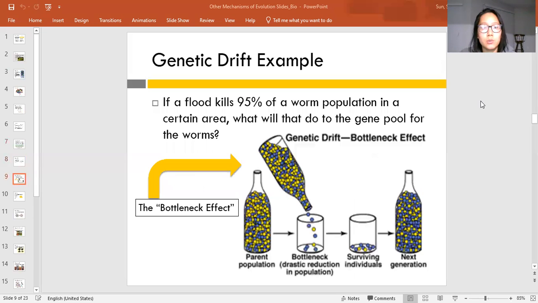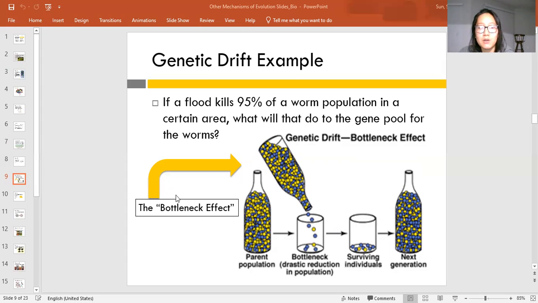So let me show you an example. Genetic drift, as an example: if a flood kills 95% of a worm population in a certain area, right? So you have this nice garden, and it gets flooded because it doesn't have good irrigation, and it rains for 4 days in a row. So the worms are drowning, and 95% of them just die. They just straight out drown, okay? What will that do to the gene pool for the worms? So you originally have all these different genes, right? So you have these blue genes and these yellow genes, and it's about a 50-50 mix, just by chance.